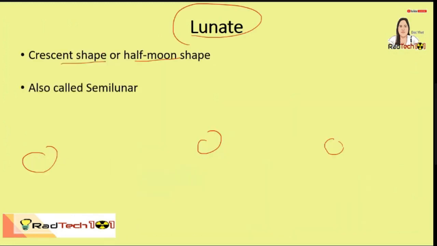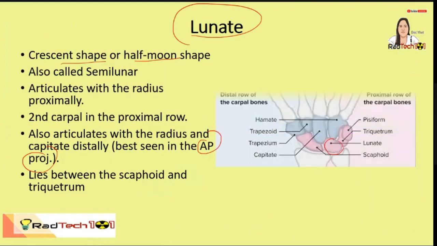So, let's go back sa lunate. So, attach sa radius and sa capitate distally. Attach siya sa radius proximally, then attach sa capitate distally. So, it is placed or lies between the scaphoid and the triquetrum. Okay? So, ito yung triquetrum. Ito siya. So, nasa gitna ang lunate, nasa gitna ng scaphoid and ng triquetrum.